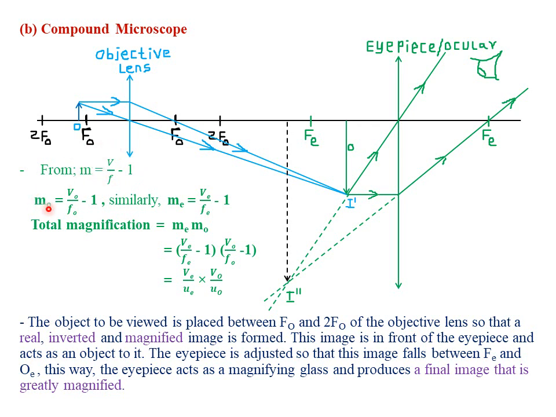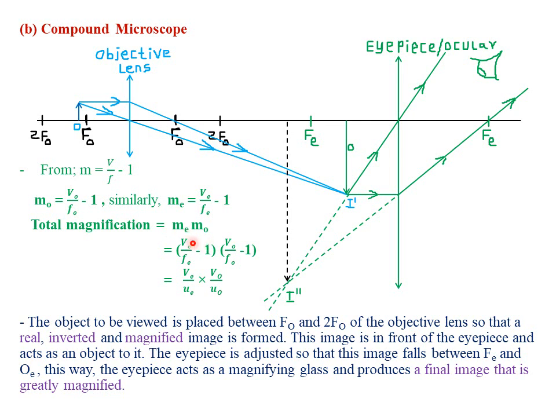So the magnification of the objective lens is equal to v0, the image distance of the objective lens, over the focal length of the objective lens, minus 1. Similarly, the magnification of the eyepiece is equal to the image distance of the eyepiece over the focal length of the eyepiece, minus 1. Therefore, for total magnification, we just multiply the magnification of the eyepiece by the magnification of the objective lens.